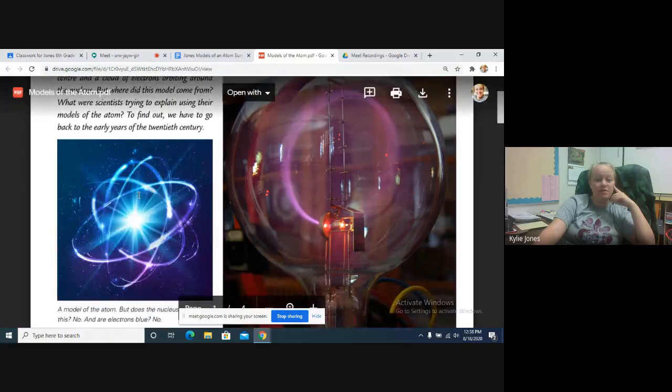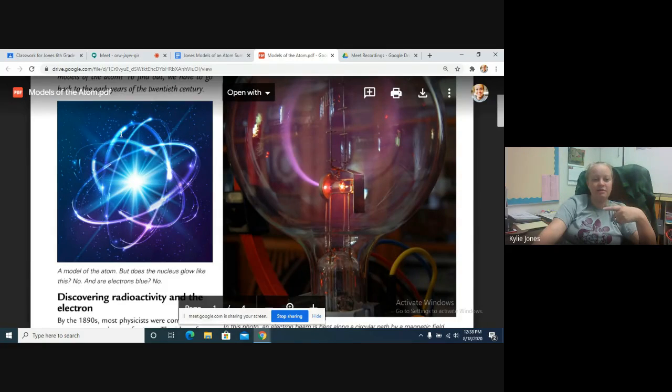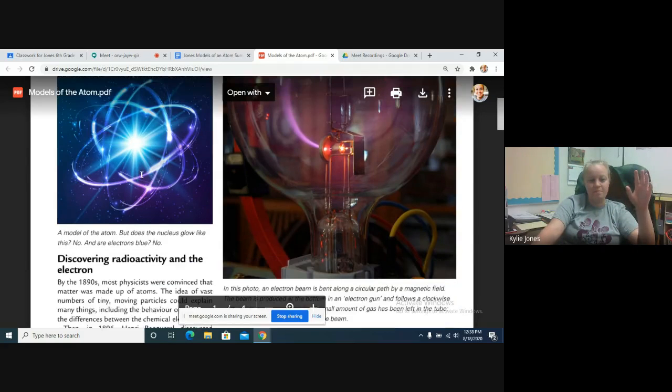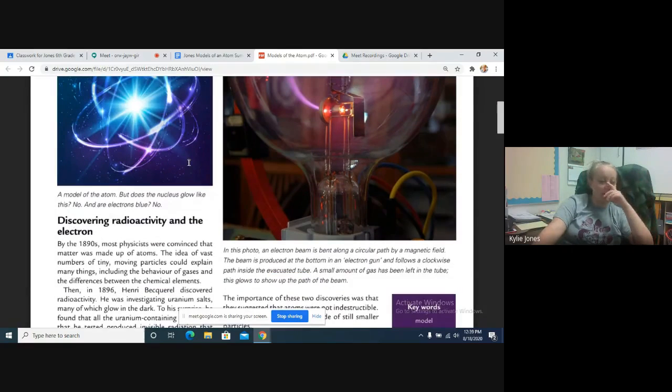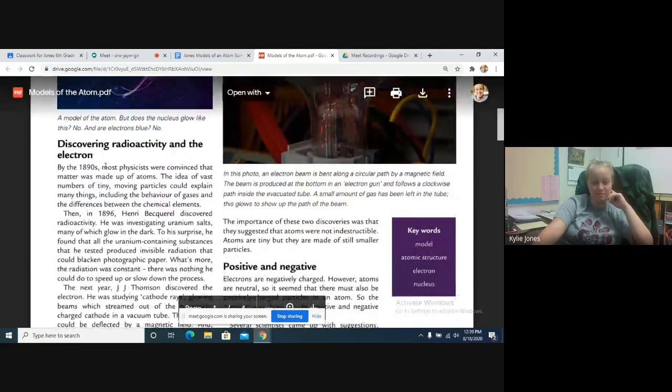So this is what we know of the atom right now. This blue one is the current model. The colors aren't always those colors, but we have the nucleus in the center, which holds the protons and our neutrons, and these lines around the outside are the electrons that are orbiting around. Okay? So let's go ahead and read the first part, discovering radioactivity and the electron.